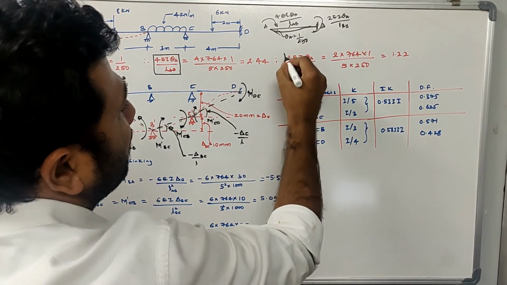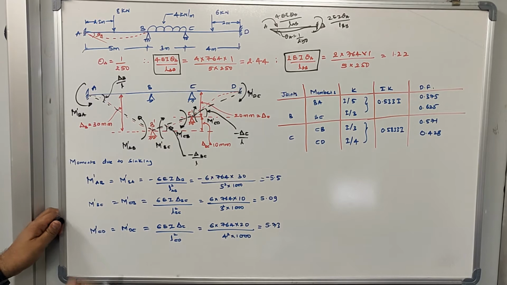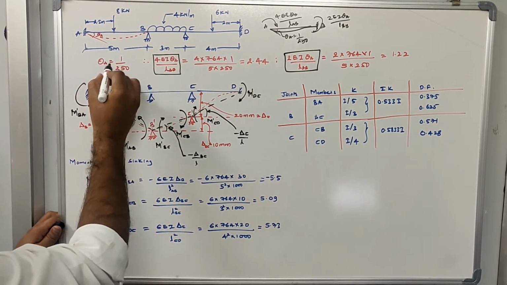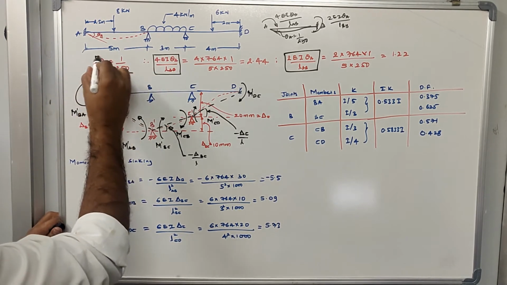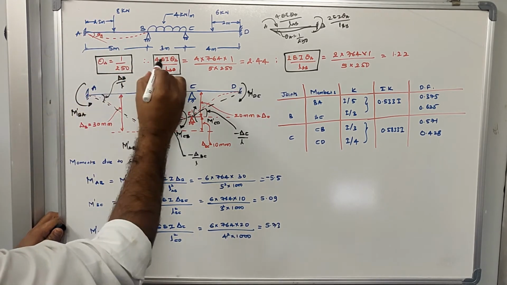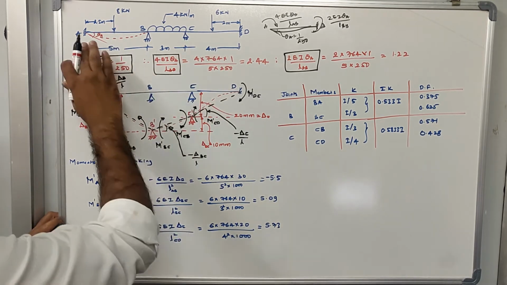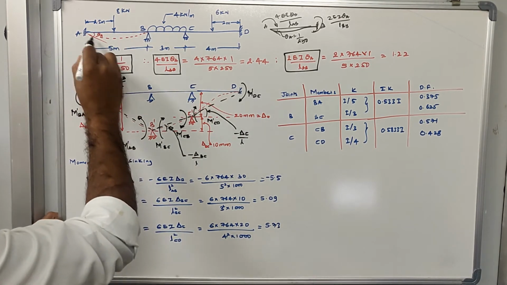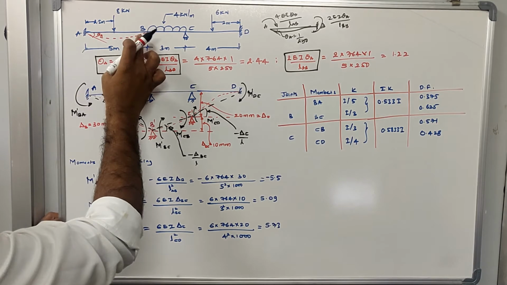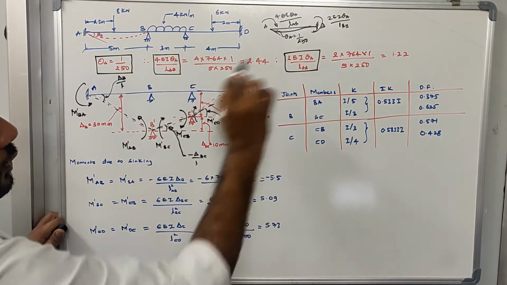So this is the first thing you need to do whenever they give you the rotation at any end. When they give you the rotation value, you need to determine how much moment is generated because of this rotation, which is equal to 4 EI theta A divided by LAB, and the carryover of that moment on the other side. If the rotation is at the A end, the carryover will be at the B end, which is equal to 2 EI theta A divided by LAB. You need to determine this.